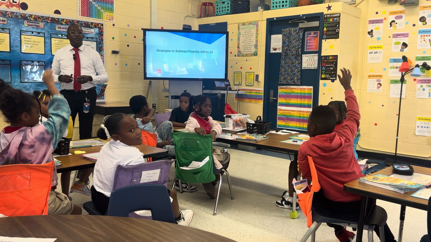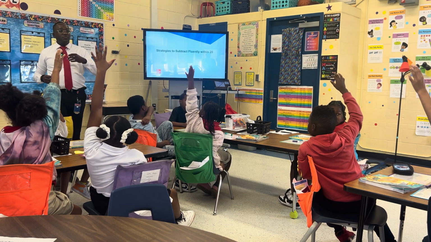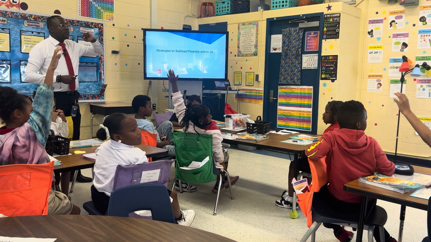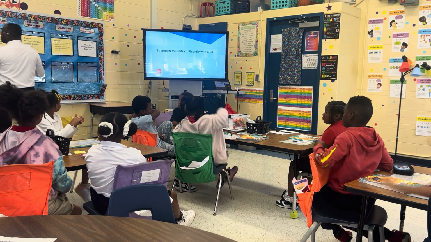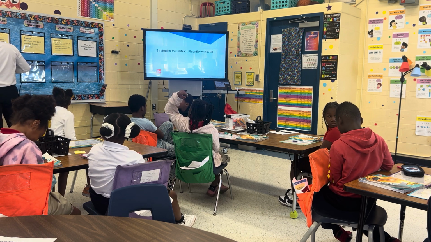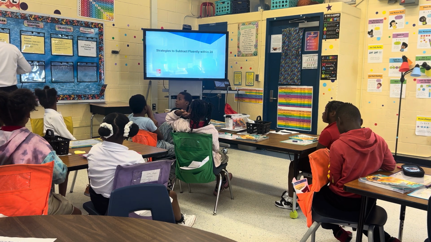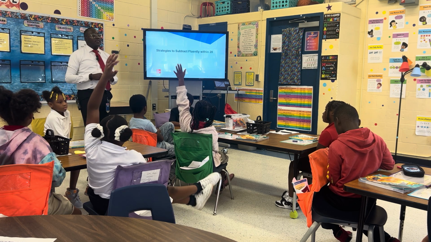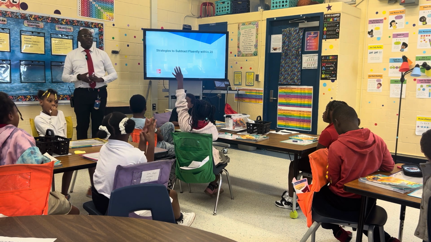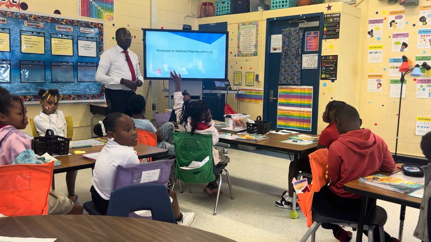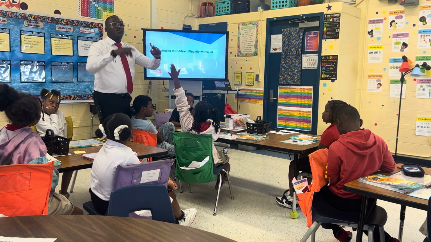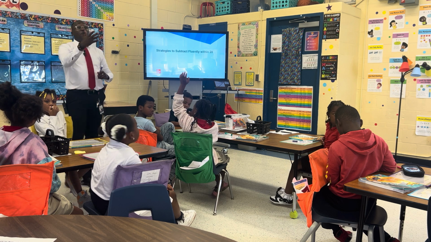Yes, Ellie. Okay, decompose. Listen to the key word, subtract. Yes, Dwayne? Take away. All right, so when we subtract, we are taking away. Any other word? Yes, Aiden. Not subtract. You're talking about decomposing. We're subtracting.